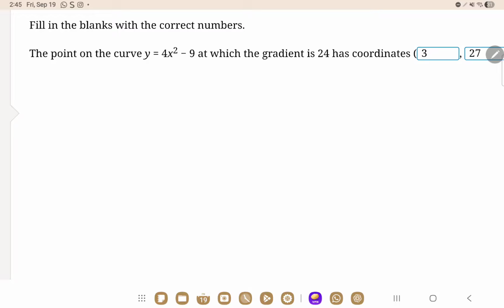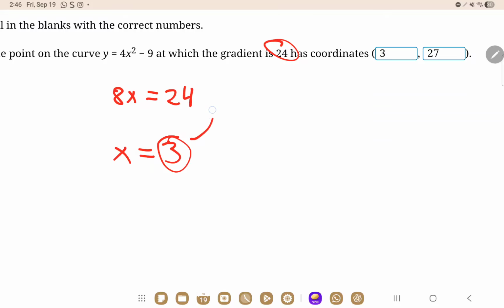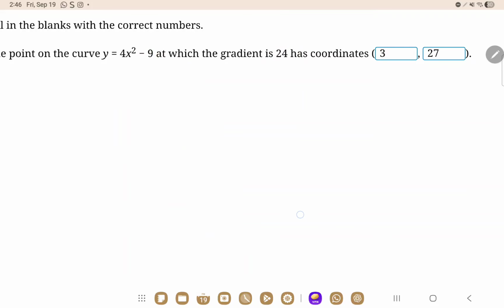The point on the curve at which the gradient is given. Here they gave us the slope and they're asking us to find the point. So you differentiate: 8x equals the slope, which is 24, so x equals 3. Now you take this 3 and substitute it into the original equation to get the full point. So it's 3 into 3x squared, which is 4x squared, 9 times 4, 36, minus 9, is 27. And that's it for this question. Moving on.